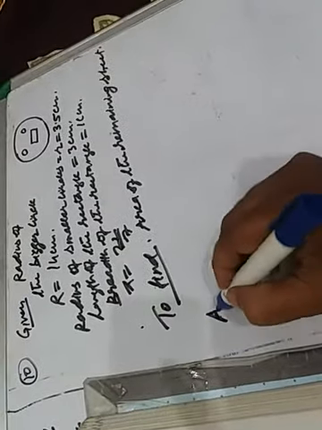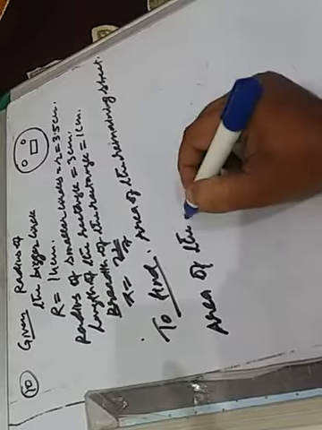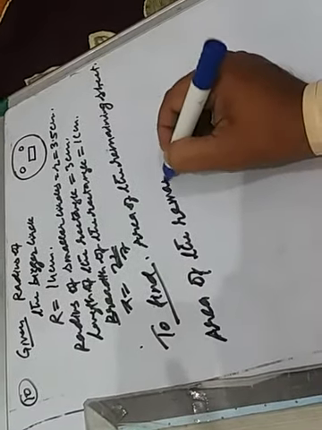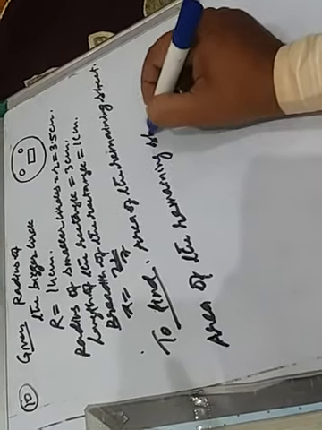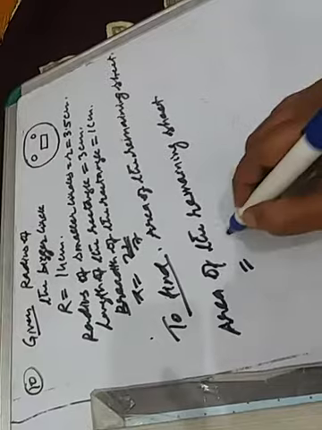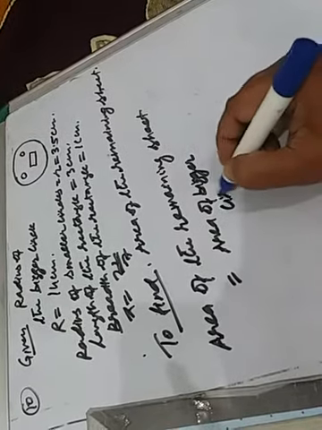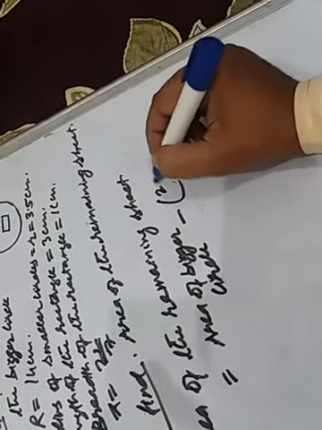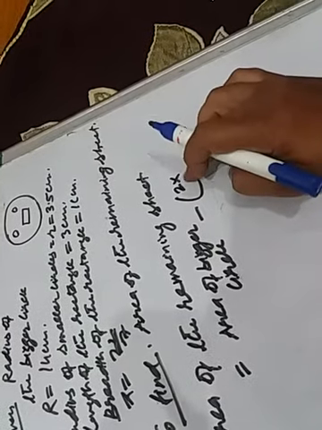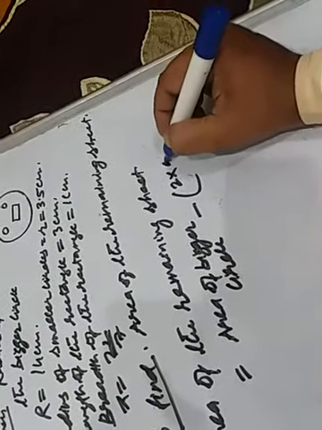Now children, area of the remaining sheet equal to area of the bigger circle minus, since two smaller circles are there, 2 multiplied by area of a smaller circle, plus area of the rectangle.